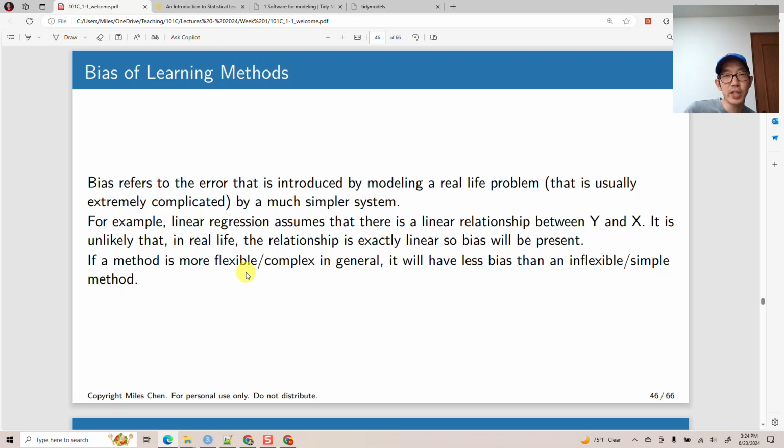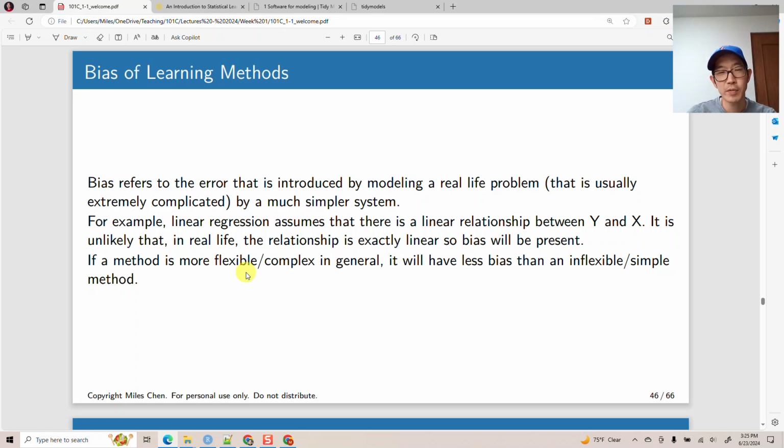Bias refers to the error that is introduced by modeling a real-life problem, which is usually very complicated, with a much simpler system. For example, linear regression assumes there's a linear relationship between x and y. In real life, it's unlikely to be exactly linear, so there's going to be some bias there. If the real thing is more complicated, we're going to have some difference there.